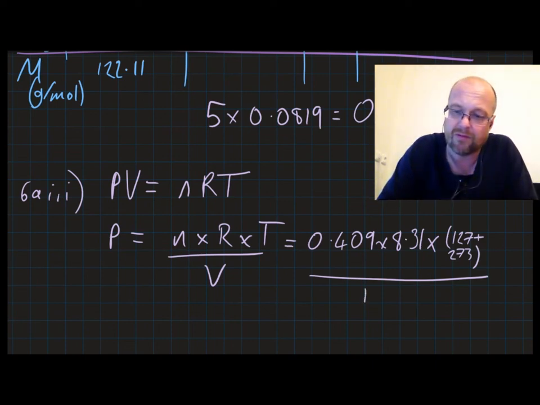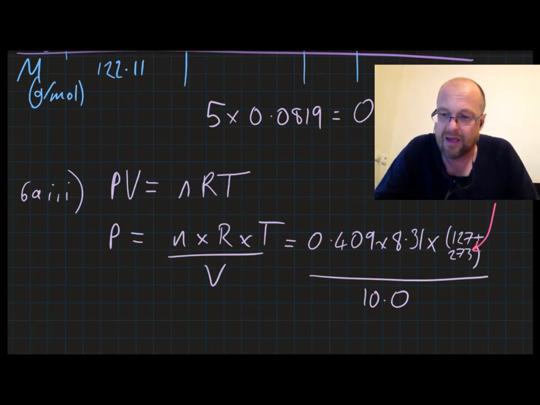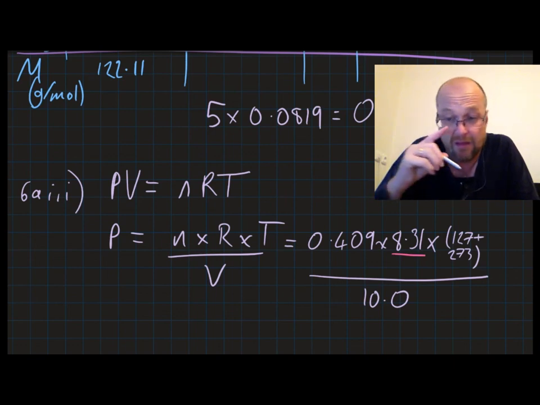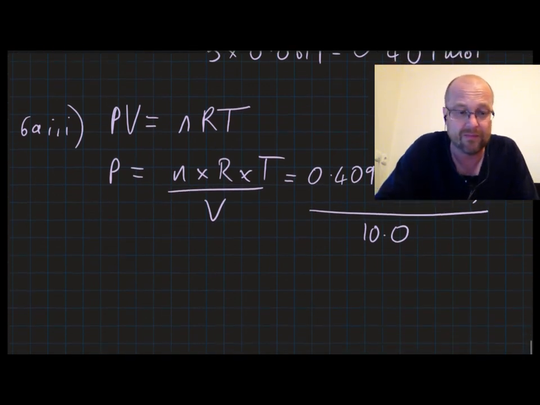is 10.0 decimeters cubed. Okay, so the minor traps to avoid here are, don't forget to add the 273 for the Kelvin. And if you're going to use 8.31 as your gas constant, you better make sure that you're in decimeters cubed here, which we already are. So that's not too bad. The answer will be in kilopascals. So let me just work that out.